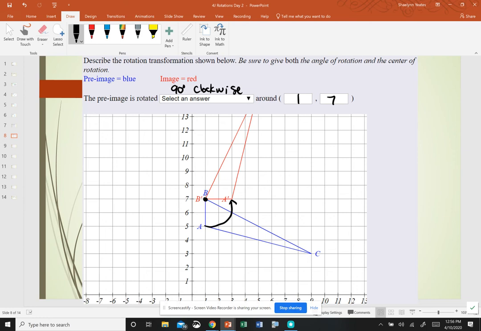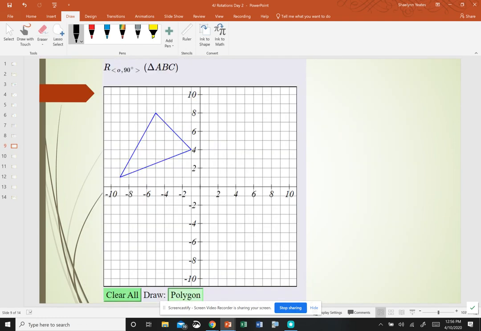And you can see, because everything's stable around point B, but as you get further away, things move really far. Okay, let's take a look at this one. So if I wanted to rotate this 90 degrees about the origin, I'm literally going to take my computer again and rotate it 90 degrees.